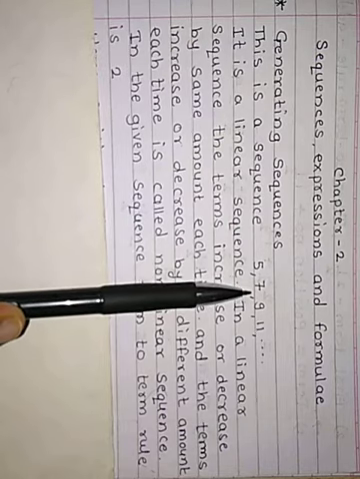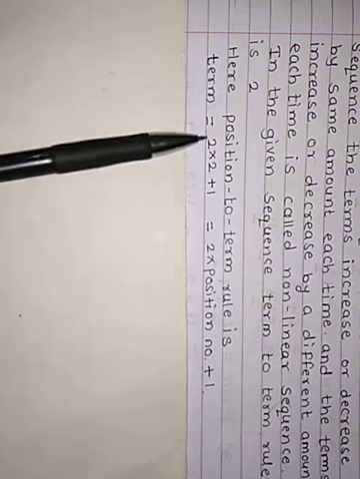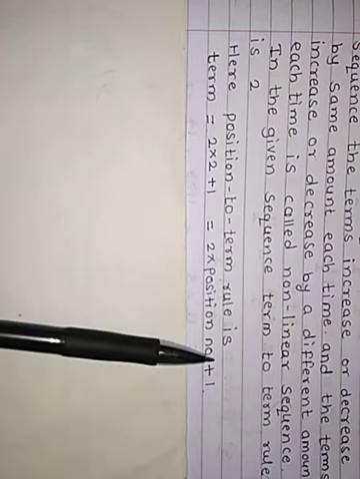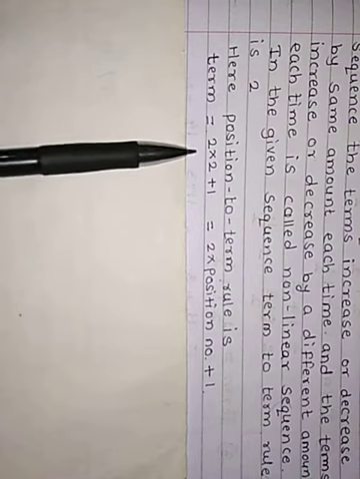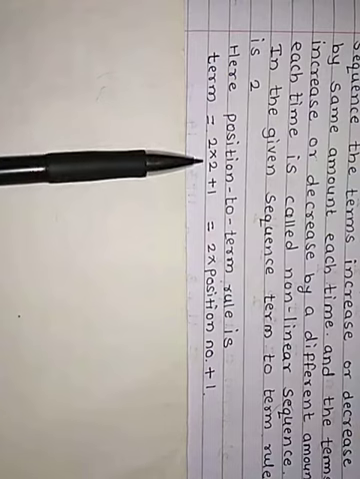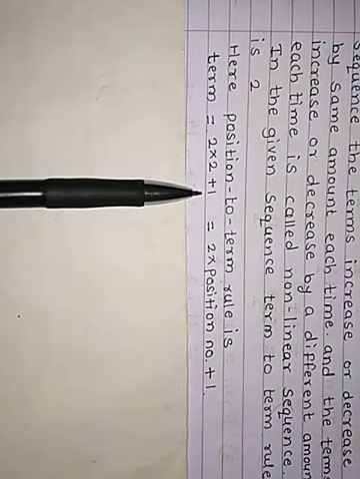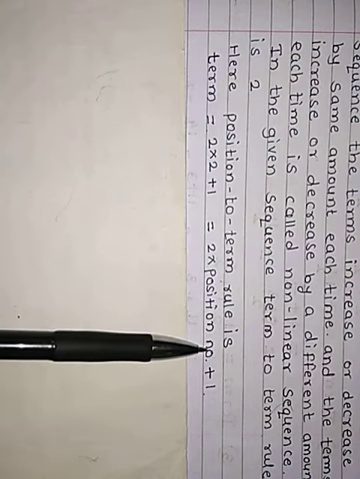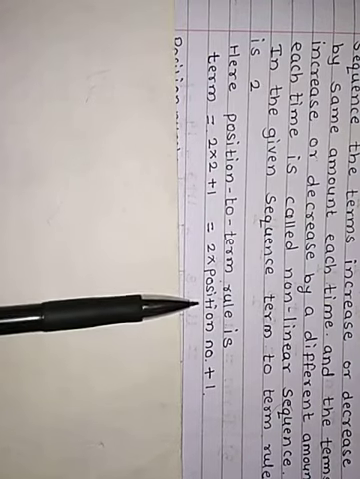Okay, see here, position to term rule. Position to term rule is: term equals to, see here, the first term is how much? It is 5. So it will be 2 into 2 plus 1. Okay, that is we can write 2 into position number plus 1. We have to find the generating sequence. Okay, so this will be the generating rule here.